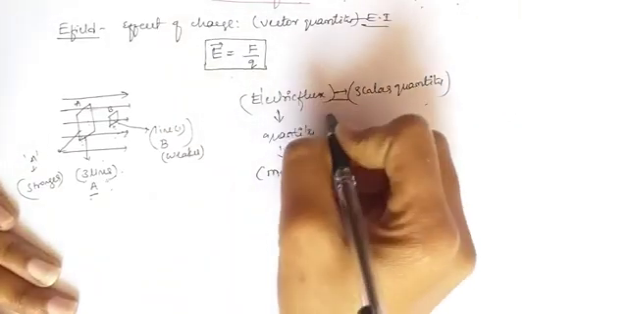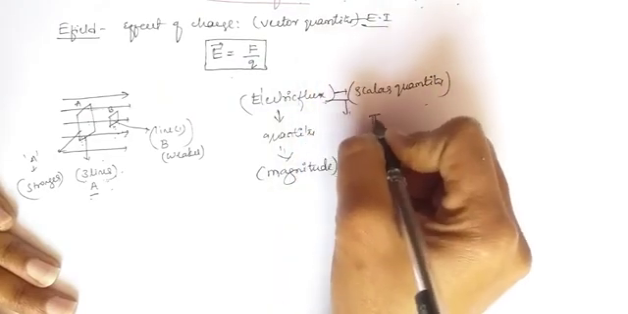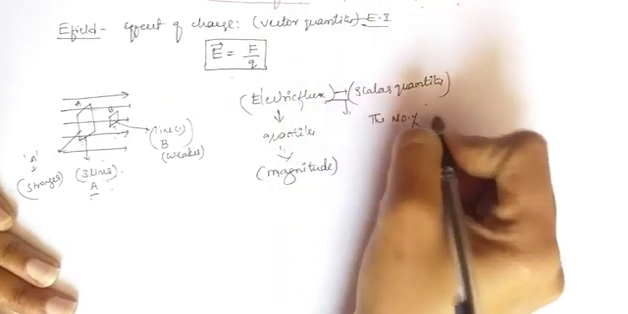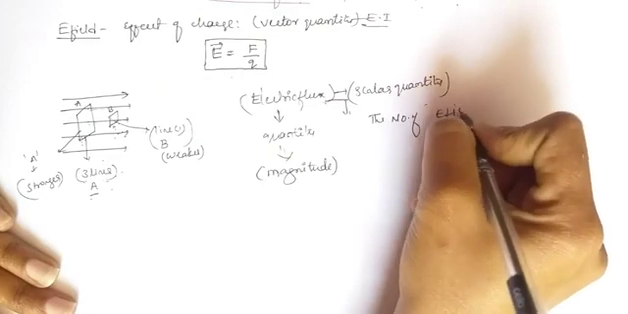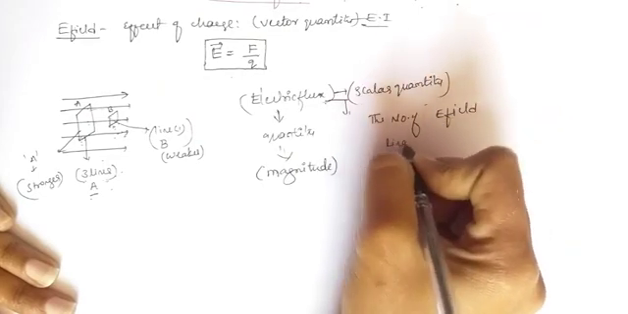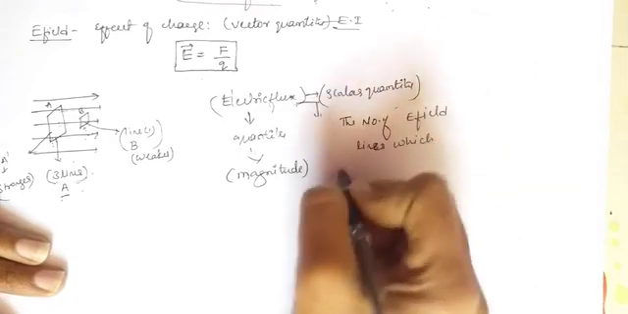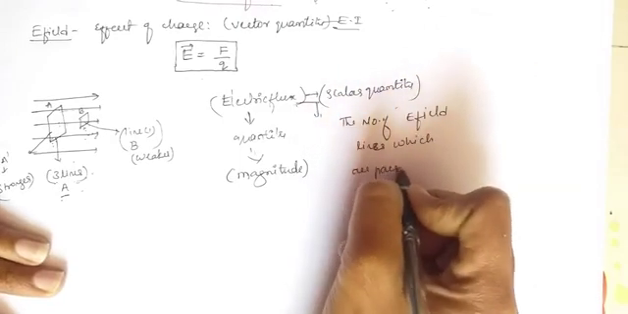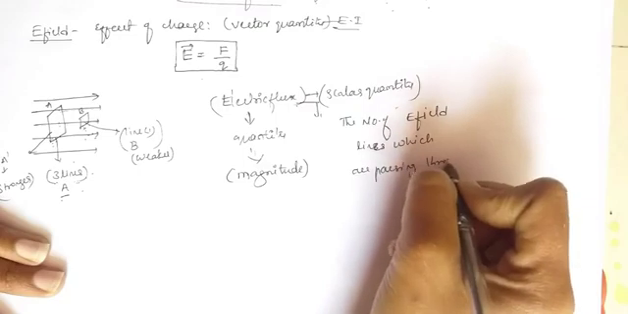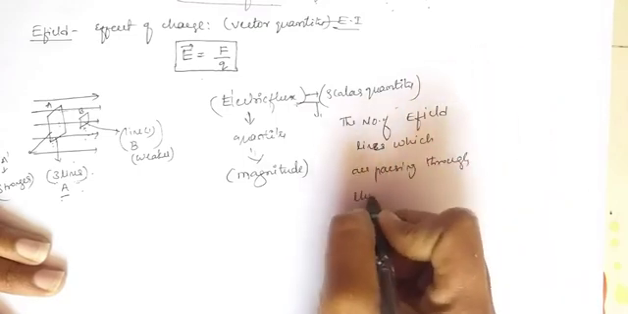So what is electric flux? The number of electric field lines which are passing through a particular area.